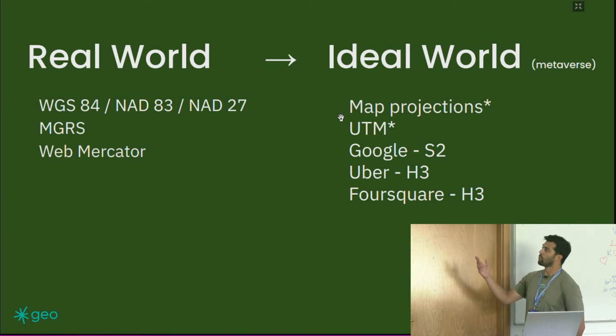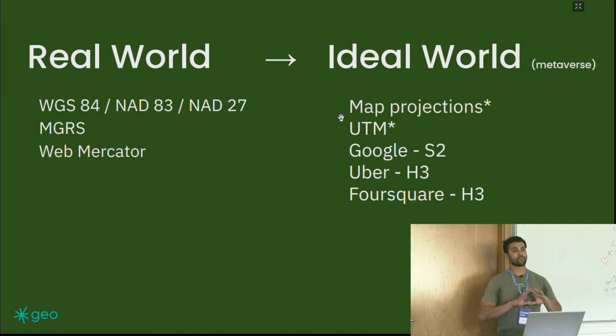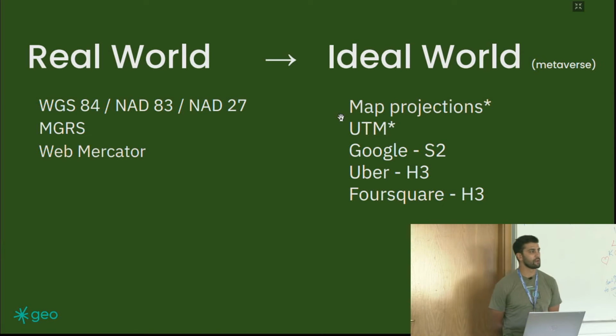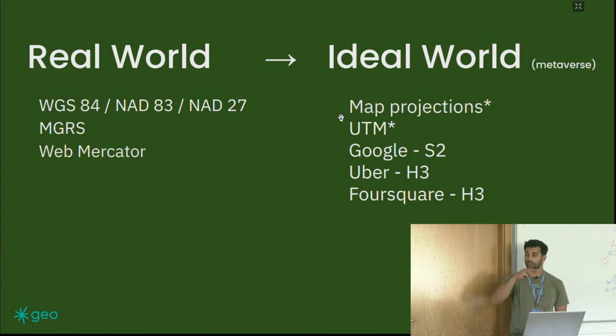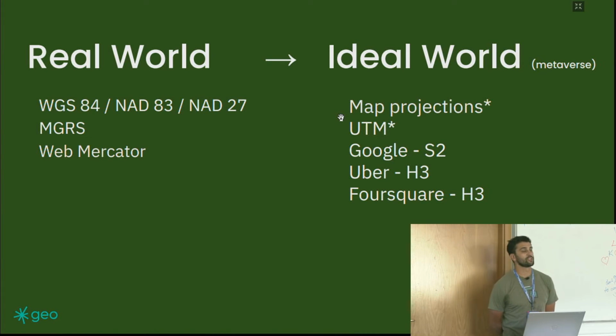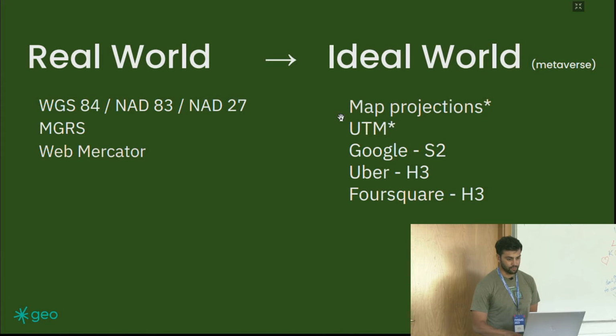But then you get this ideal world, this metaverse that's coming out, and you get map projections. You get things like Universal Transverse Mercator. And these are designed to push distortions to the edge. You want to create a projection for your area of interest, and then everything else is, I don't really care about that. It's not my problem. It's someone else's. Google came up with their S2 grid, which is a Hilbert curve on a cube. Uber has one called H3, and Foursquare, which Uber bought, also uses H3. These are discrete global grids, idealizing the world, trying to make it an easy problem to solve.